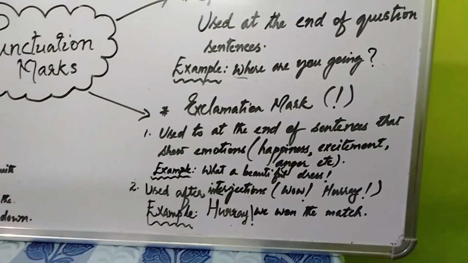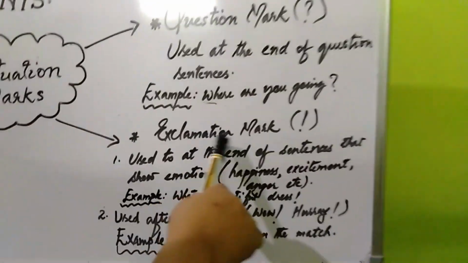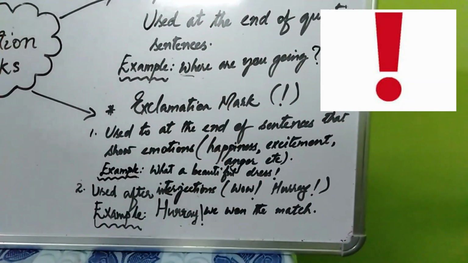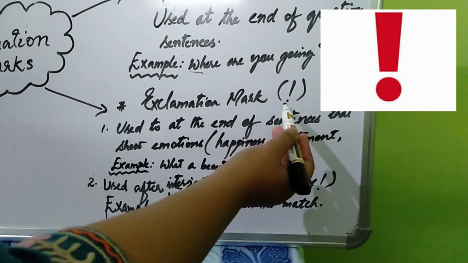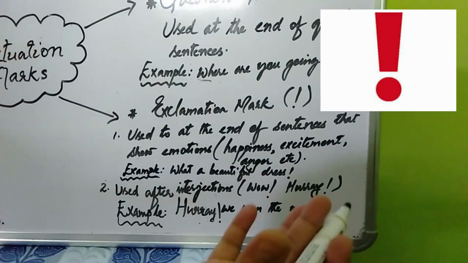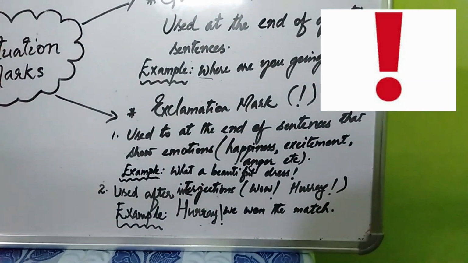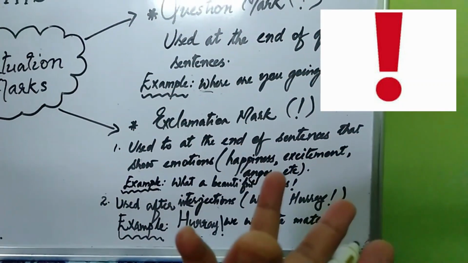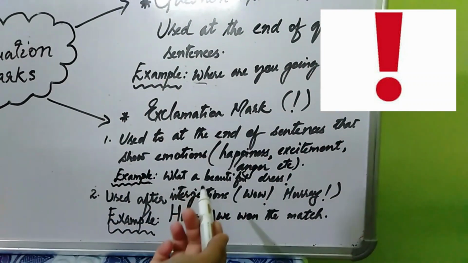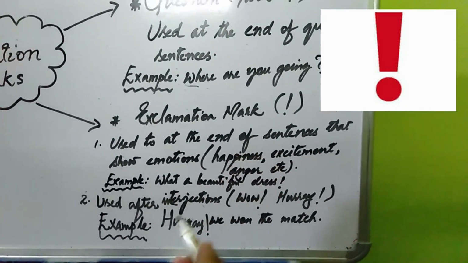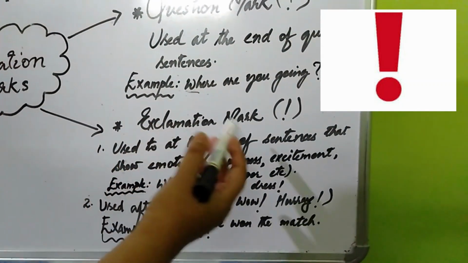So let us see the last punctuation mark for today's class, that is called an exclamation mark. This symbol, I hope all of you know it. This is called an exclamation mark. So when is an exclamation mark used? You already know, at the end of exclamatory sentences. So what are exclamatory sentences? Sentences which show sudden emotion of happiness, excitement, anger. This kind of sentence requires an exclamation mark.